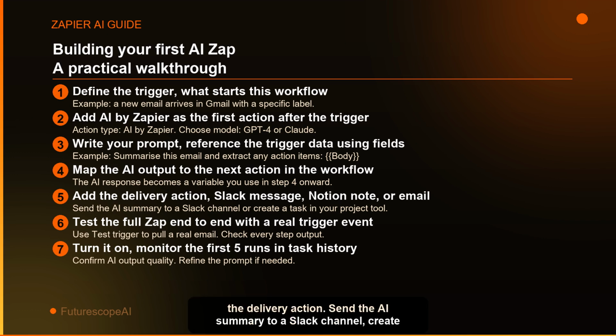Step 5. Add the delivery action. Send the AI summary to a Slack channel, create a Notion note, or add a task in your project management tool. Step 6. Test the full Zap end-to-end using a real trigger event. Check the output at every step and confirm the AI response quality. Step 7. Turn the Zap on and monitor the first 5 runs in task history. Refine the prompt if the AI output is not structured the way you need.